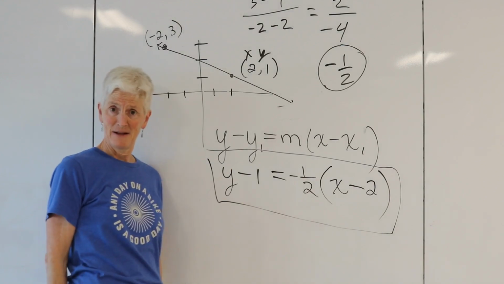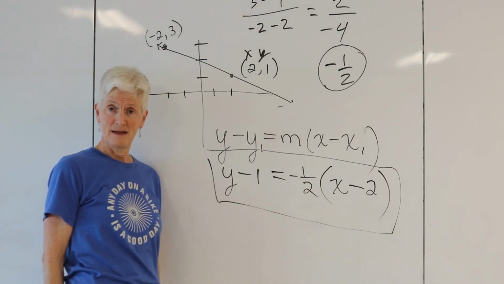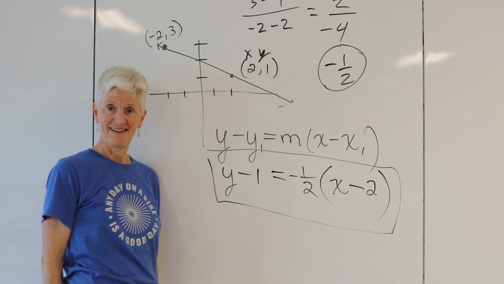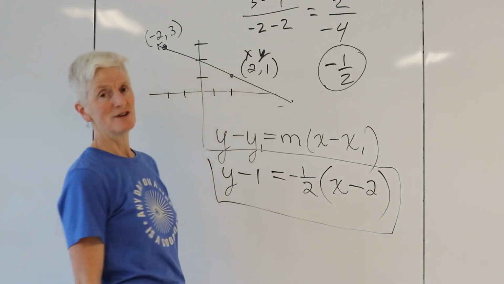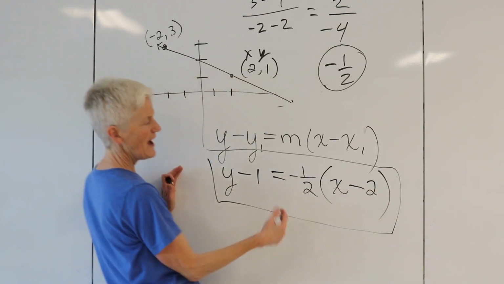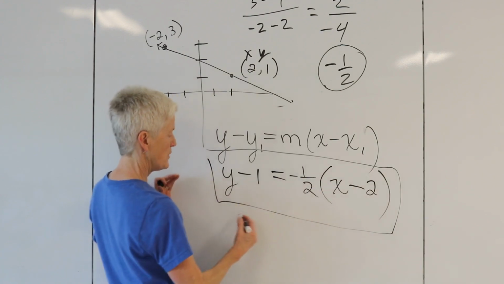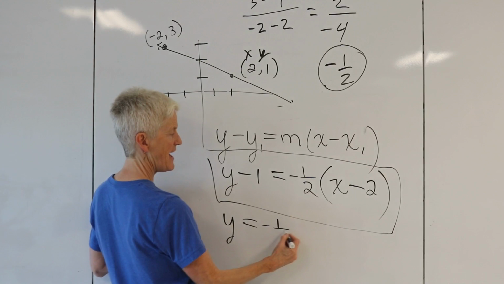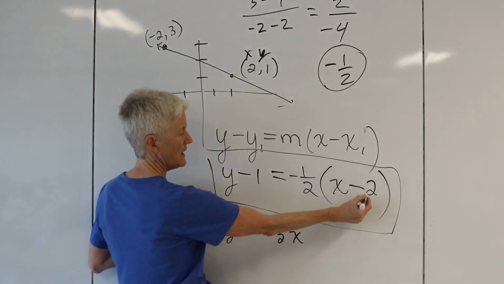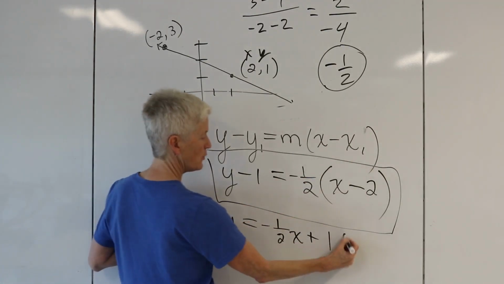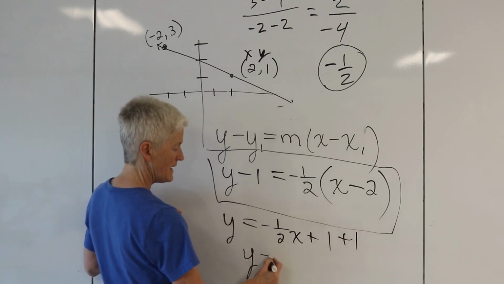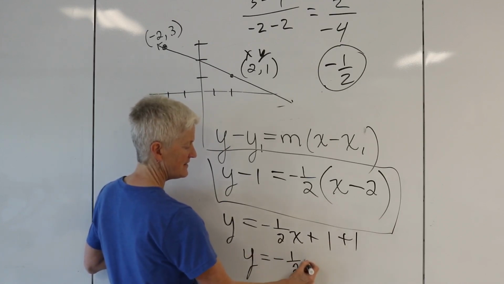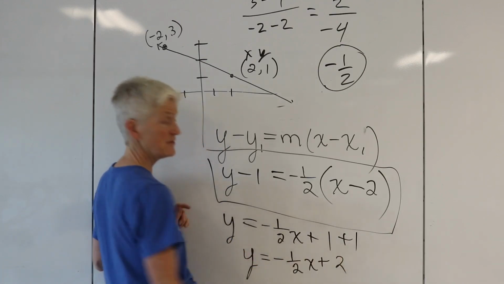Now, could you rearrange that somehow just to show that that is in fact equivalent to the other form of the equation? I surely could. So how should I do that? Let's distribute, and I'm going to add this 1. So I'm going to distribute that -1/2. So that's going to be +1, and I'm adding 1, and voila. Isn't that what you got? -1/2x plus 2? Exactly what I got.